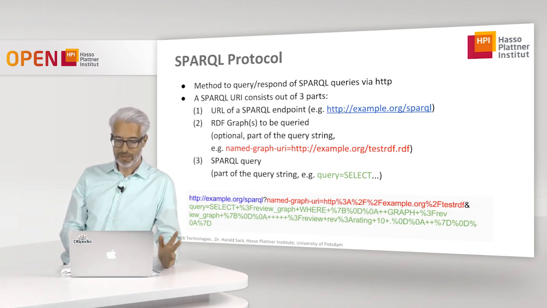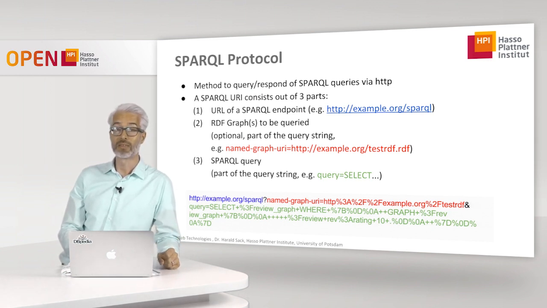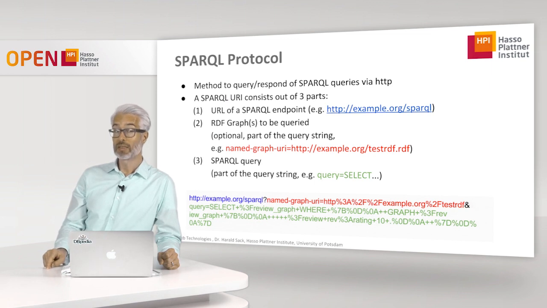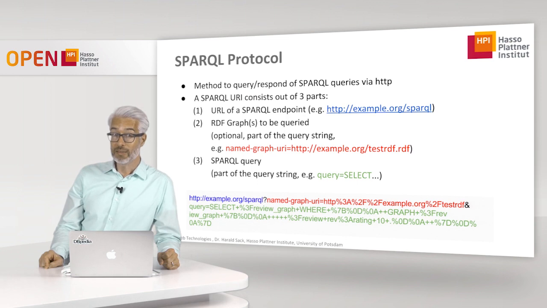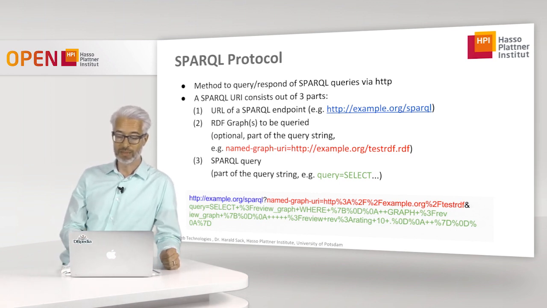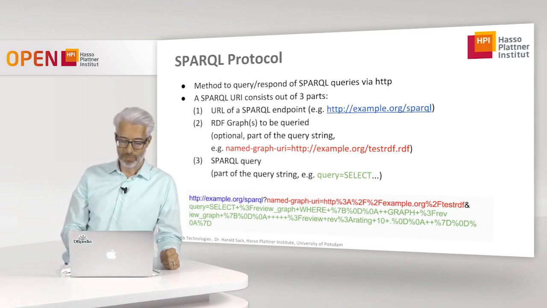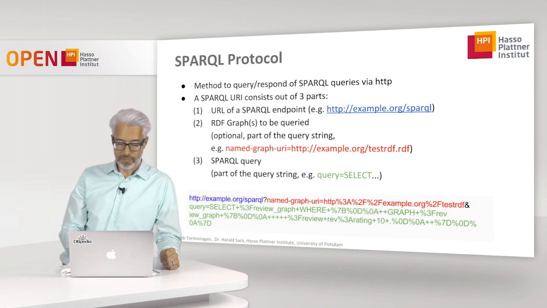I use this here in blue as the basic building block of my SPARQL query. Then, of course, there is a question mark in the URL, which specifies a part where you can specify a query. The first thing which comes next is the name of the graph I want to query at the SPARQL endpoint. This is given here in red. Here I want to query, for example, a single RDF file, which is available on that SPARQL endpoint. And then there comes the SPARQL query given in green.